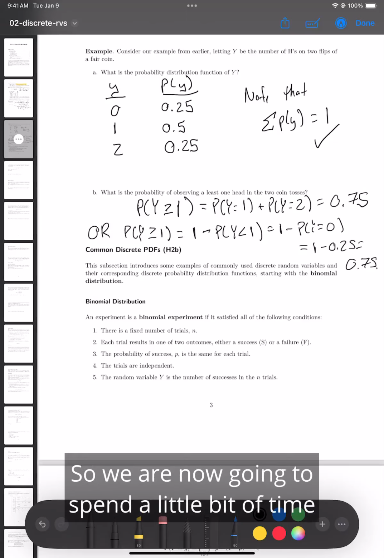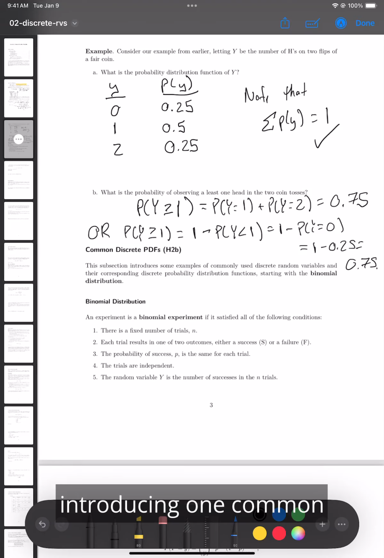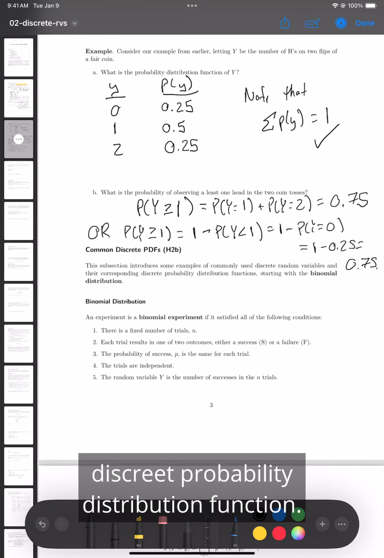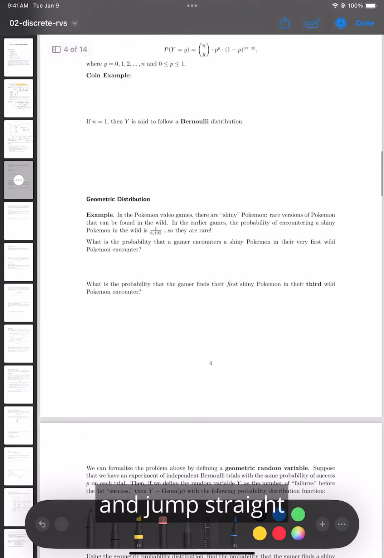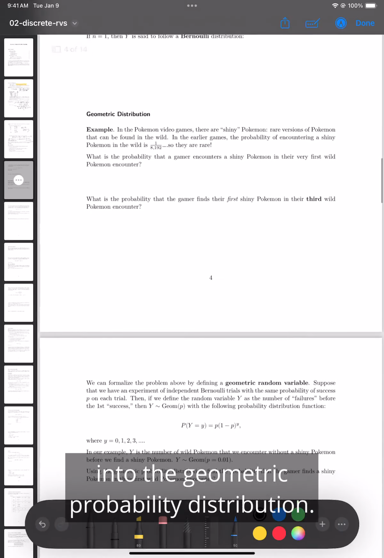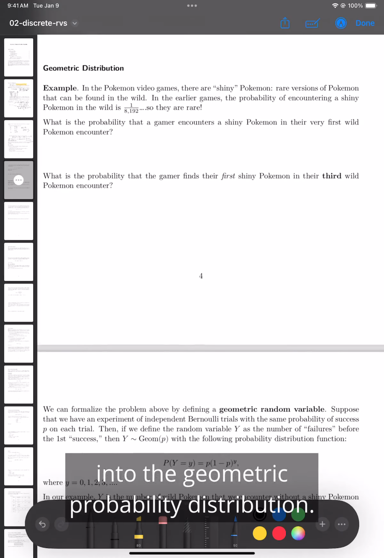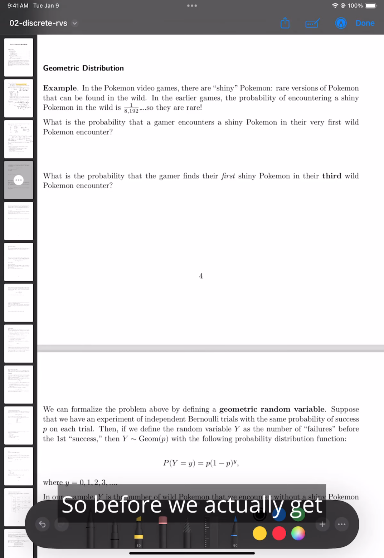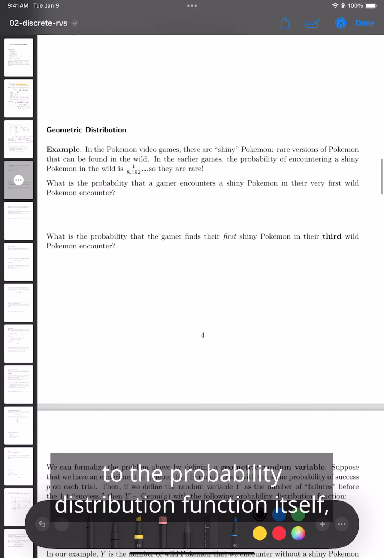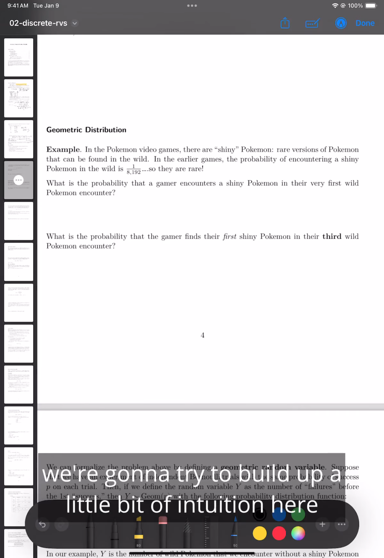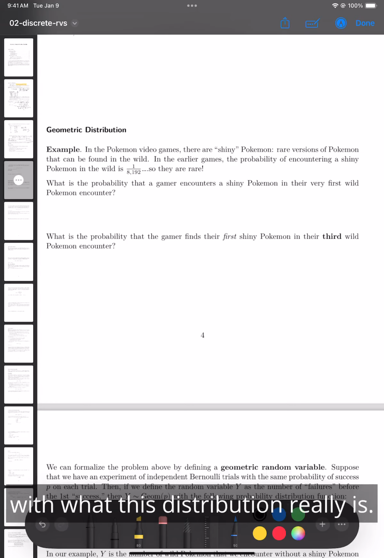Welcome back, everyone. So we are now going to spend a little bit of time introducing one common discrete probability distribution function. And so we're actually going to skip over this binomial part and jump straight into the geometric probability distribution. So, before we actually get to the probability distribution function itself, we're going to try to build up a little bit of intuition here with what this distribution really is.